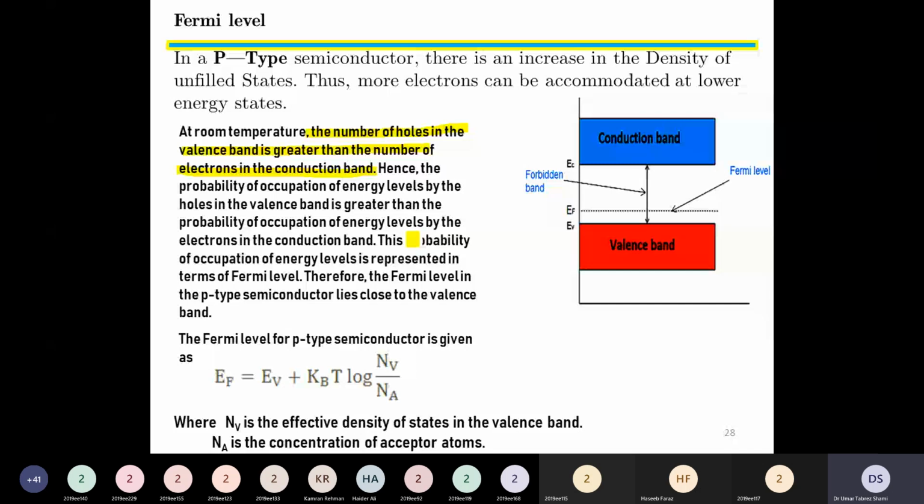Okay. This probability of occupation of energy level is represented in terms of Fermi level. So the Fermi level falls downward; it becomes smaller. Therefore, the Fermi level in p-type material lies very close to the valence band. The Fermi level of p-type semiconductor is given by this formula.